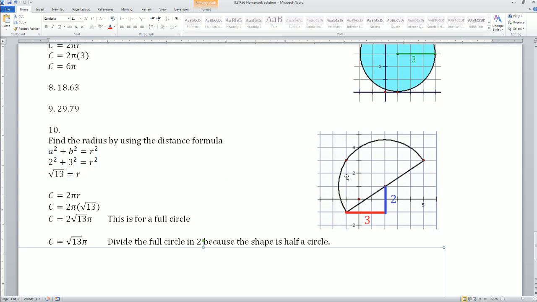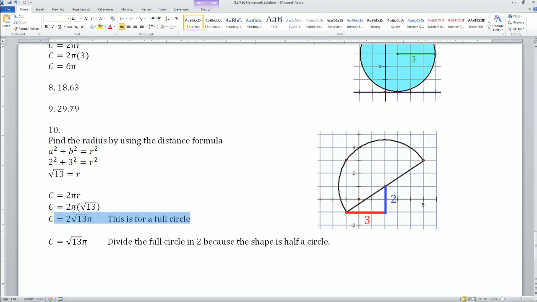A squared plus b squared equals c squared. I got the legs from just counting it. This is 3 for the horizontal, 2 for the vertical. Plugging it in, I get the r, which is the radius in this case, as square root of 13. You plug into the formula as r. 2 times square root of 13 is just 2 times square root of 13. Pi is left there.